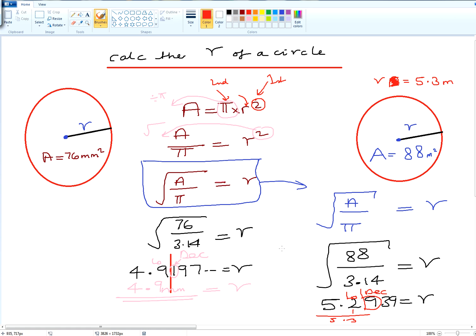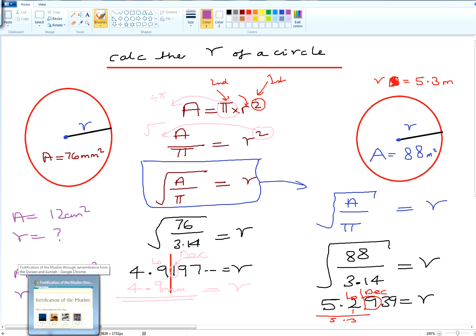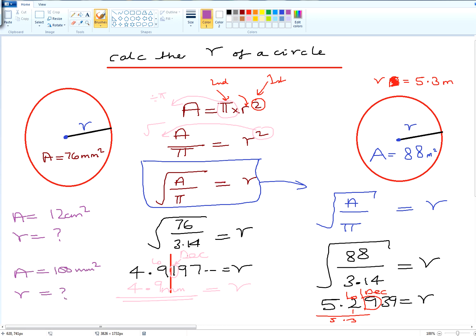I'm going to give you one question to do, and then we're going to have a break. So here's your question. You've been told that the area is equal to 12 centimeters squared. You have to work out the radius. And one more for good measure. The area is equal to 100 millimeters squared, and you have to work out the radius. Then the second question, to make it a bit more challenging, you're going to work out the circumference instead. Off you go, and that's the end of this video.